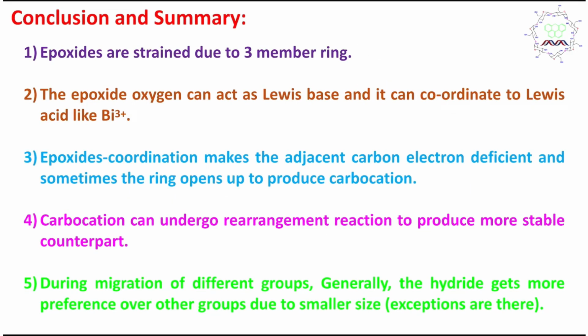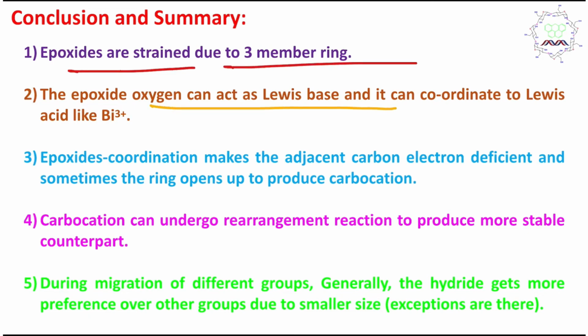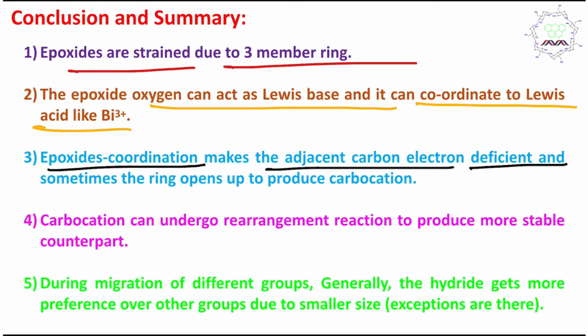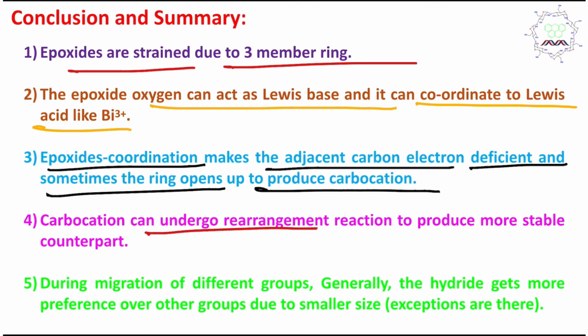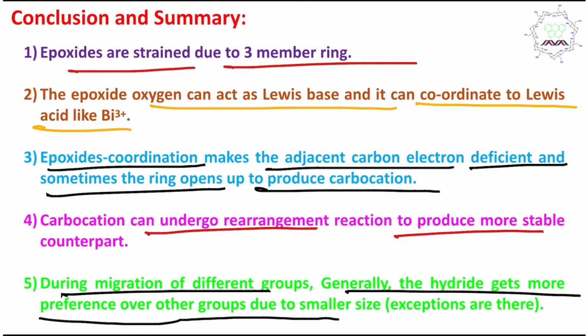So in conclusion, whatever we learned: epoxide is a strained molecule because of its three-membered ring, and this epoxide can act as a Lewis base, and it can coordinate with a Lewis acid like bismuth 3 plus. Epoxide coordination makes the adjacent carbon atoms electron deficient, and sometimes ring opening happens and it produces a carbocation. And by the way, a carbocation can undergo rearrangement to produce a more stable carbocation, or it can undergo migration also. During the migration of different groups, generally hydride gets more preference over other groups because of its smaller size, although there are some exceptions. I'm not going into that. So this is the end of the discussion.